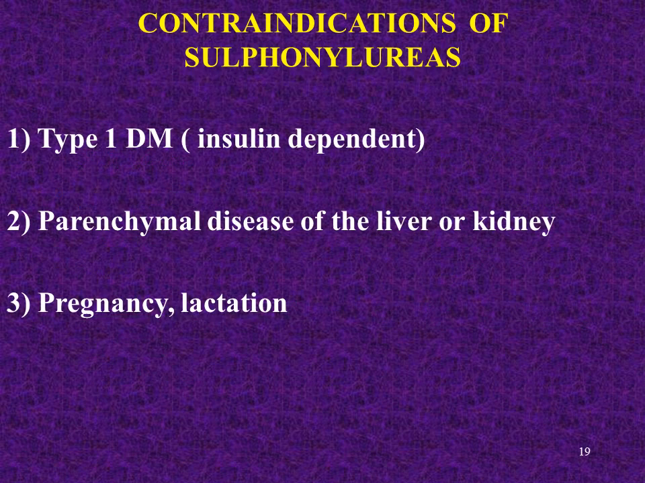Regarding the contraindications of sulfonylureas, it's type 1 diabetes because it's insulin dependent. If there is dysfunction of the pancreatic beta cells and there is absolute deficiency of insulin, there is no use of giving sulfonylureas because sulfonylureas cause the secretion of insulin from functional pancreatic beta cells. Then, if there is parenchymal disease of the liver or the kidney, pregnancy and lactation.